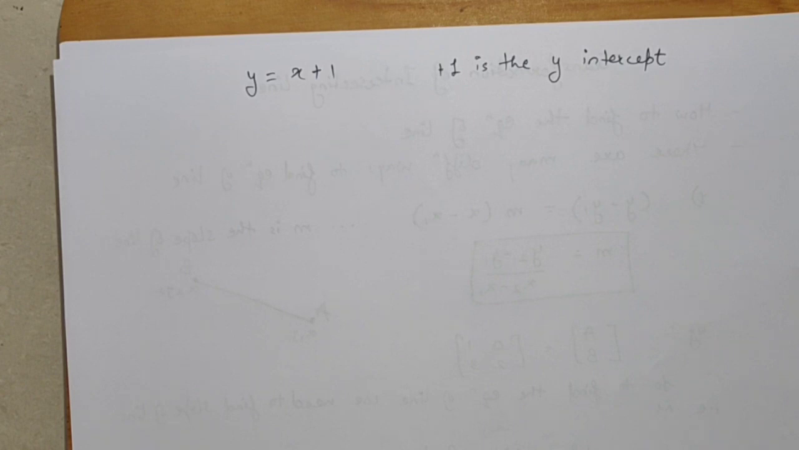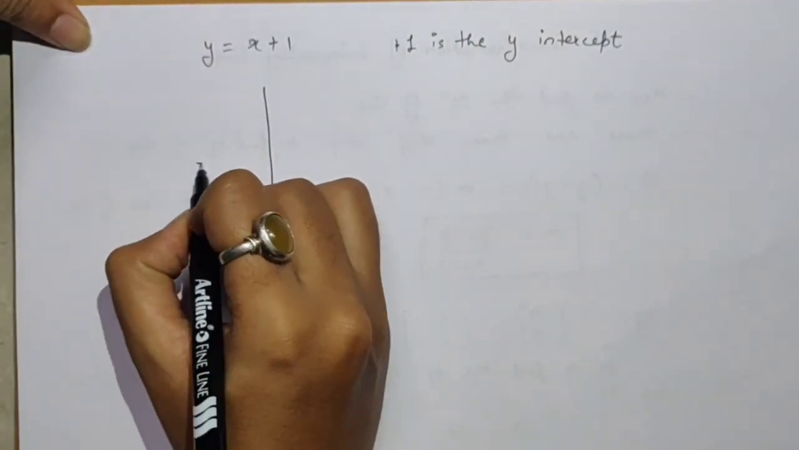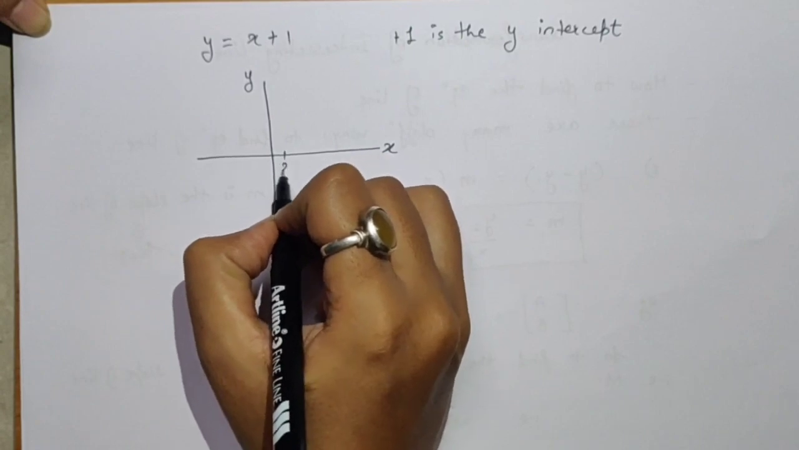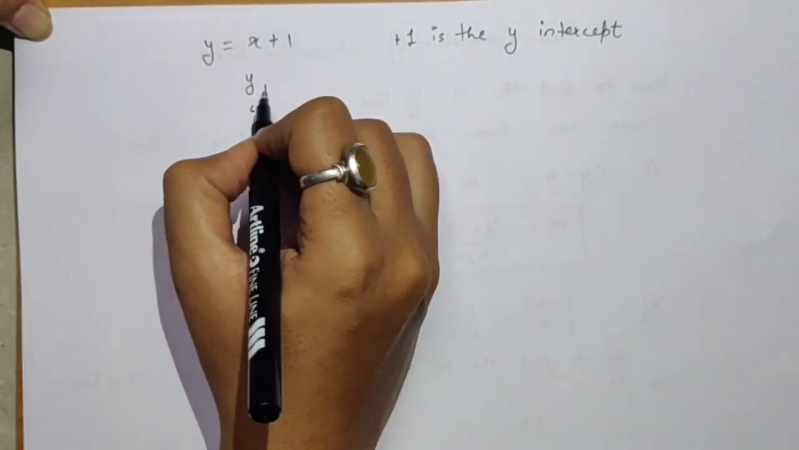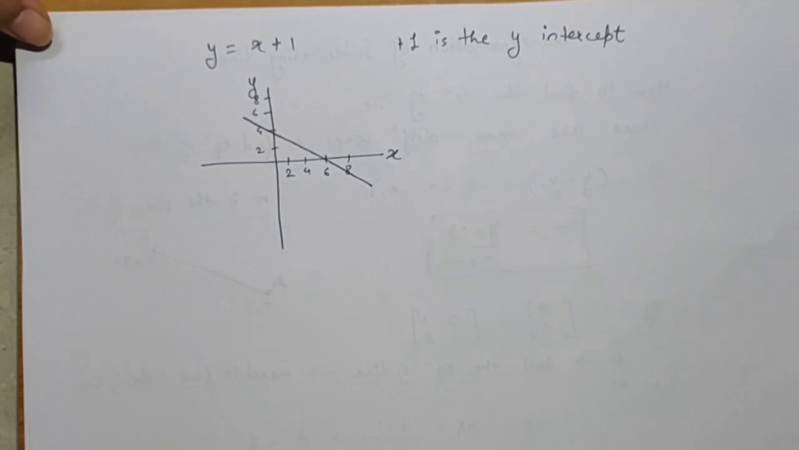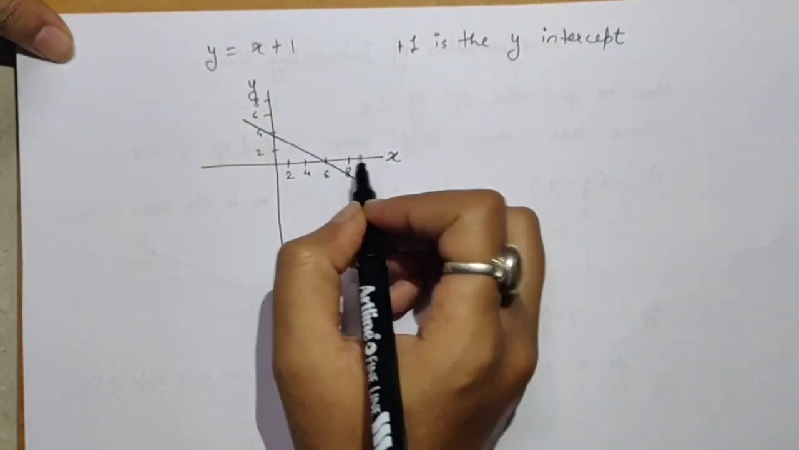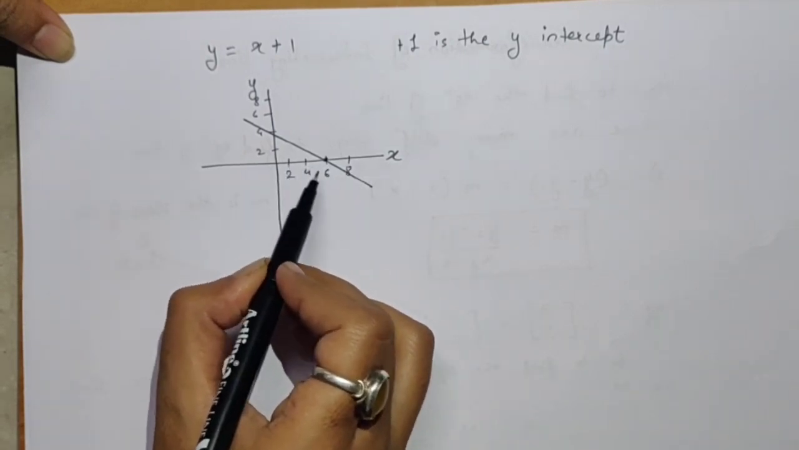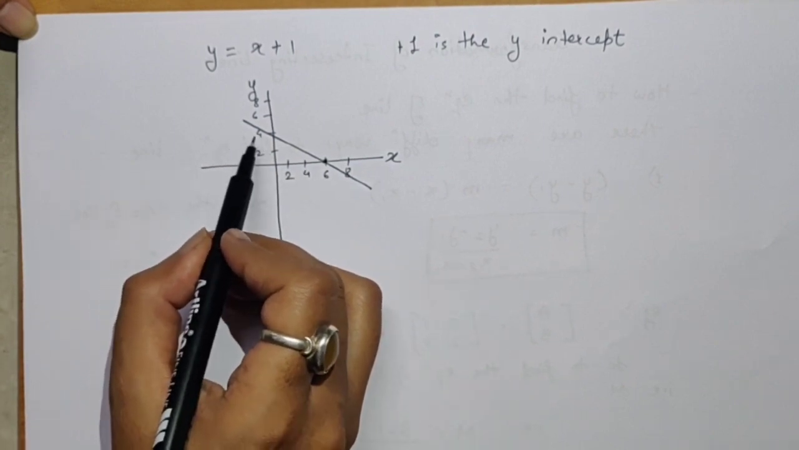Now what are x intercept and y intercept? Let's see. Suppose I have one graph, this is the x coordinate axis, this is the y coordinate axis, and it has some points 2, 4, 6, 8. Now suppose there is one line. In this case, the x intercept is the point where the line crosses the x axis. That means 6 is the x intercept.